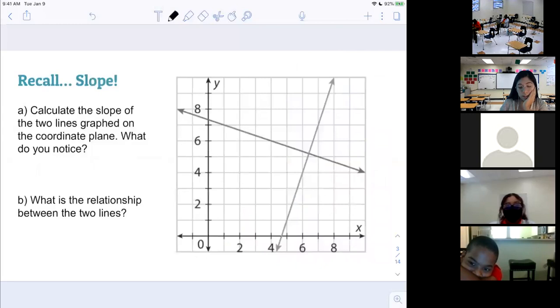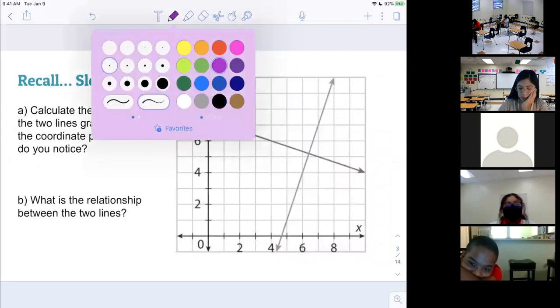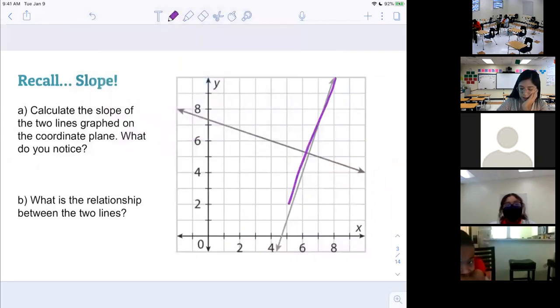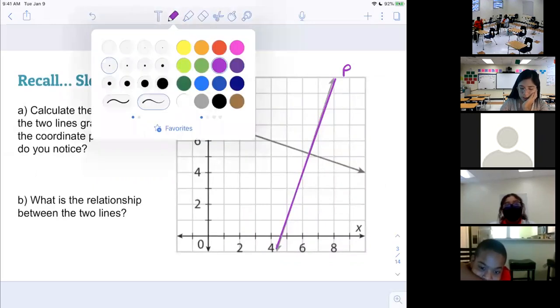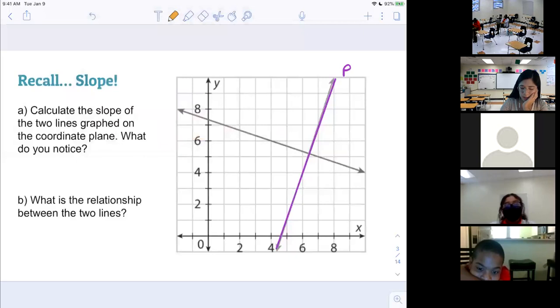Now let's take a look at these 2. Let's make this one line P, and I'll make this one line O. Go ahead and calculate the slope for line P and calculate the slope for line O. See what you get. You can type it in the chat. You can also say it out loud.